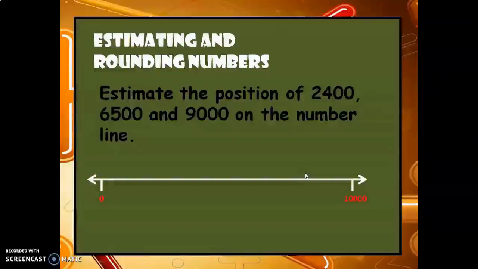Okay, so let's have the first example in estimating and rounding numbers. So we're going to estimate the position of 2,400, 6,500, and 9,000 on the number line which is given here below. Now this number line is actually from 0 to 10,000. So the first thing I need to do is to divide this number line from 0 to 10,000 into 10 equal parts. Okay, so let's do it.